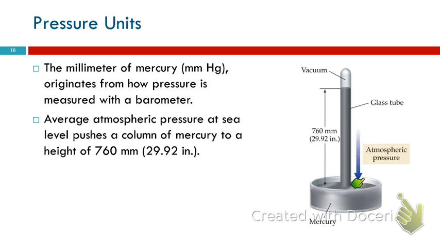Because atmospheric pressure, just like with the soda, this atmospheric pressure can support a column of mercury that's only 760 millimeters tall. Now, atmospheric pressure varies with the weather, and so sometimes it's a little higher, sometimes it's a little lower, and that is reflected in the height of this column.